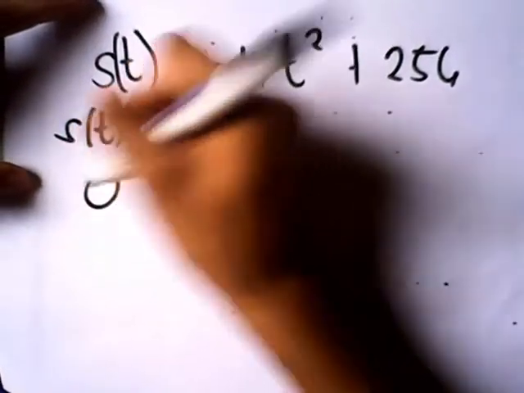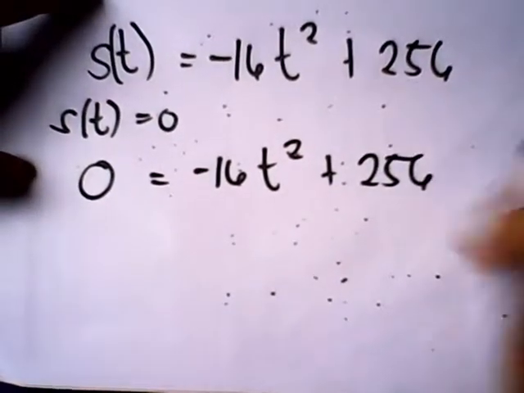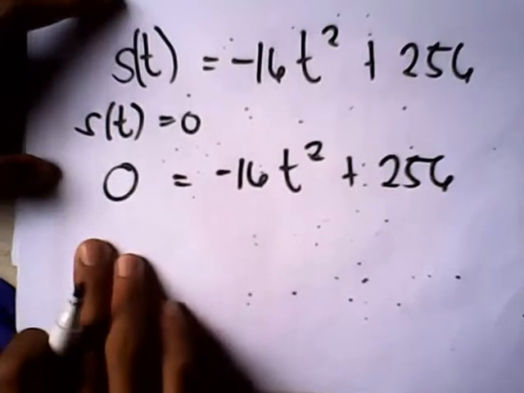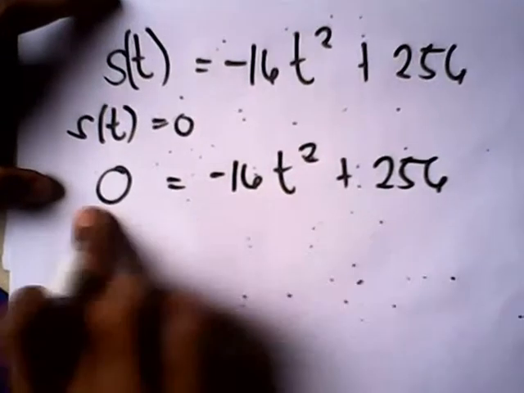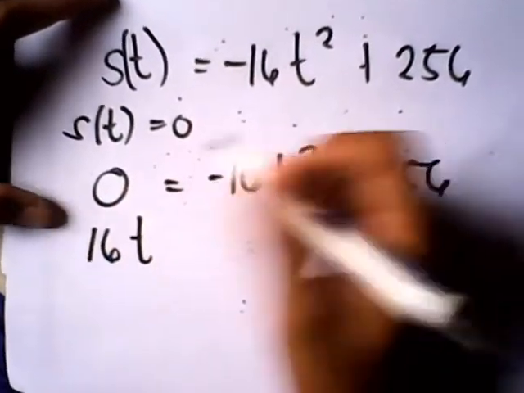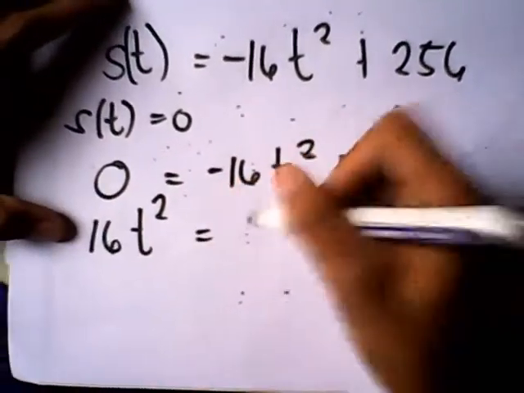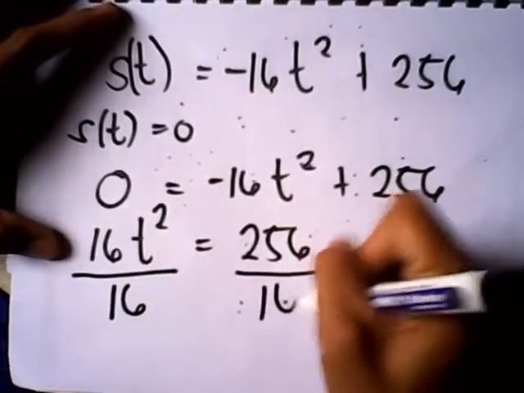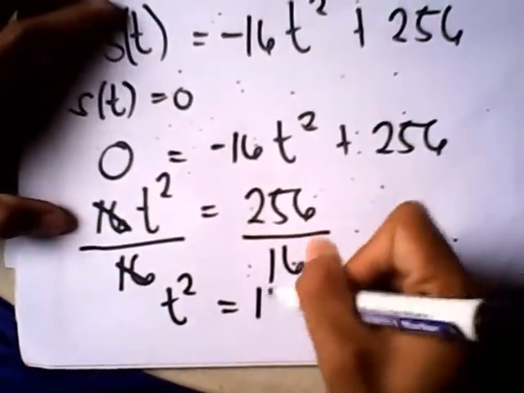So our function now would become 0 is equal to negative 16t squared plus 256. Here, by the addition property of equality, we have to transfer negative 16t squared, so this will become 16t squared. This will become positive because we have transferred the negative here. Then it is equal to 256. Then divide both sides by 16. Then t squared is equal to 16.